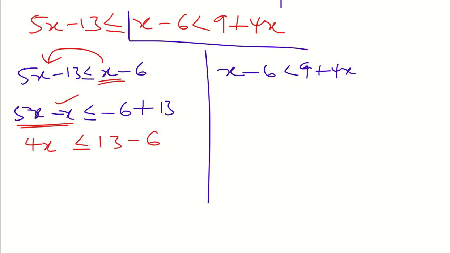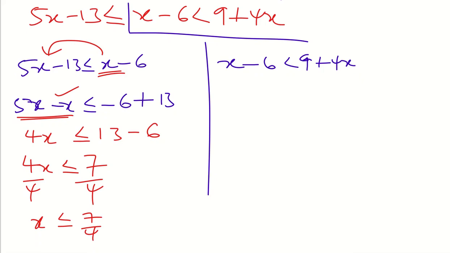So we are going to work out here again. 13 minus 6 gives us 7. We are going to divide both sides by 4. So x is less than or equal to 7 over 4, meaning the value of x is less than or equal to 7 over 4.